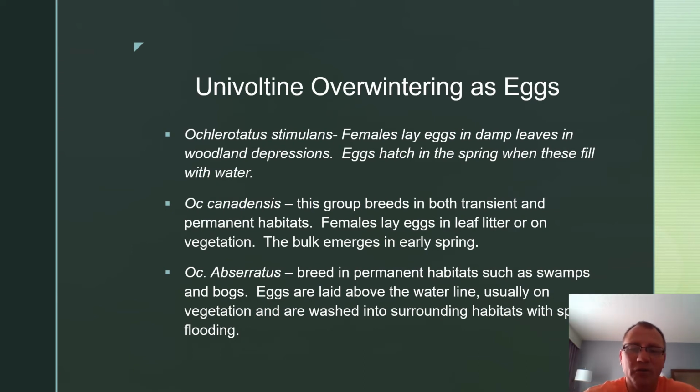Looking at univoltine mosquitoes overwintering as eggs, Ochlerotatus stimulans females lay eggs in damp leaves in woodland depressions. Eggs hatch in the spring when these fill with water. The Ochlerotatus canadensis group breeds in both transient and permanent habitats. Females lay eggs in leaf litter on vegetation.